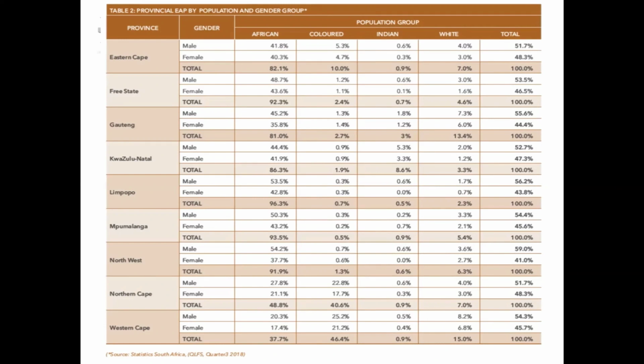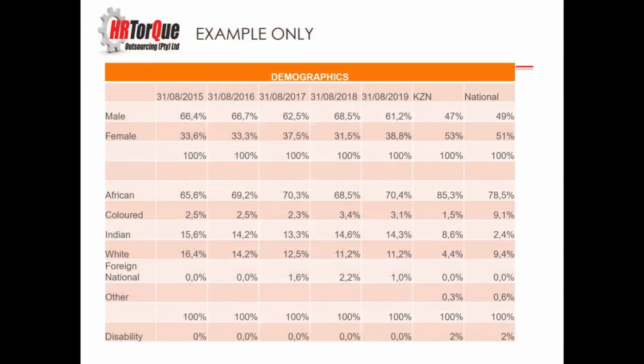So when we have a look at the kinds of things that you could be doing within your committee, this would be a good example of trying to determine what do we look like and are we progressing? This is obviously just an example, but in 2015, we had 66.4% males versus 33.6%. If you look at the stats here with males from 2015 to KZN and national, we're sitting with 66.4% versus the 47 and 49.